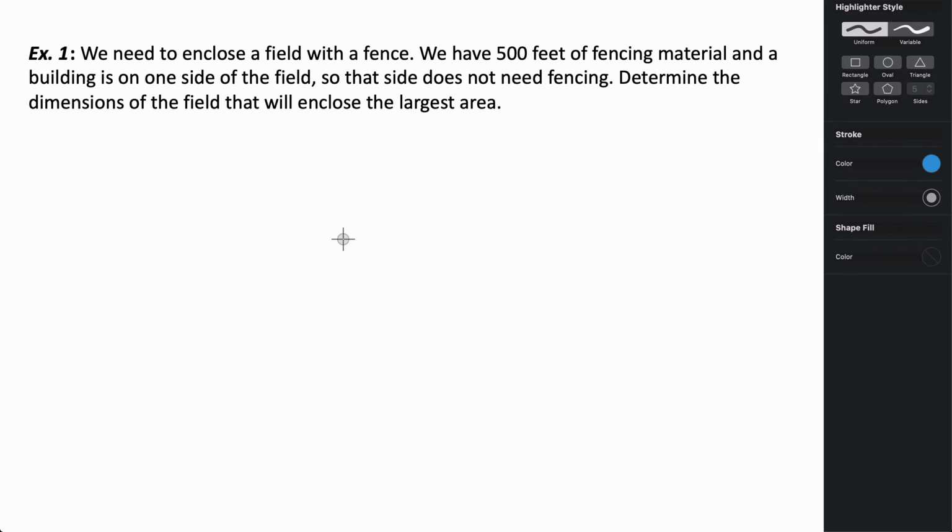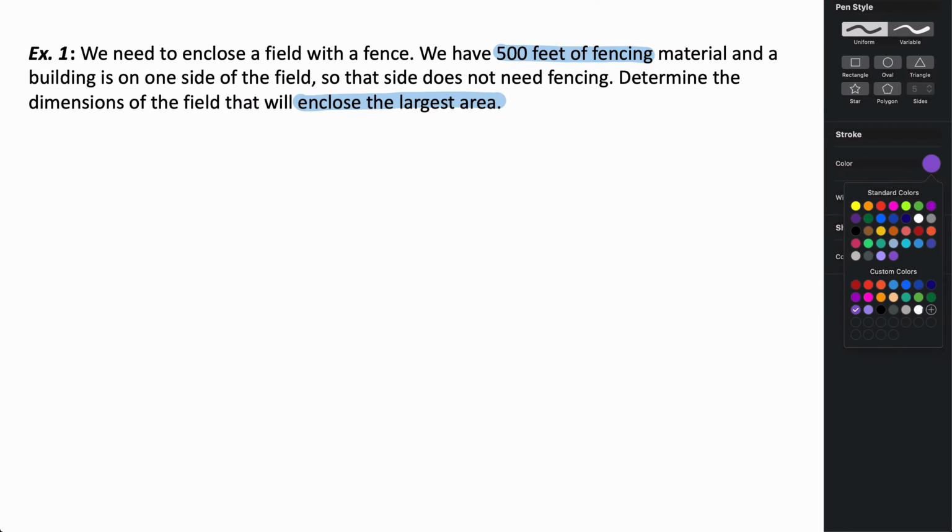In this first example, we want to enclose a field with a fence. Our field is going to be a rectangular field. We have 500 feet of fencing, so that's important. And there's a building on one side of the field, so that side does not need fencing. We want to determine the dimensions of the field that will enclose the largest area. So we're trying to maximize area here.